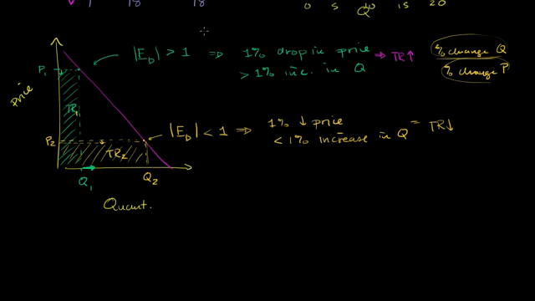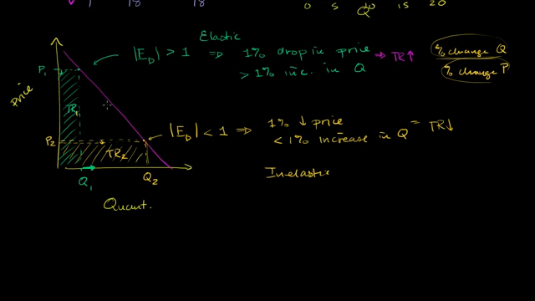And remember, this is an elastic situation. When it is elastic, a drop in price tends to make total revenue go up. And when it is inelastic, a drop in price tends to make total revenue go down.